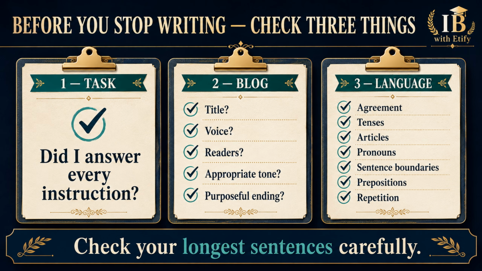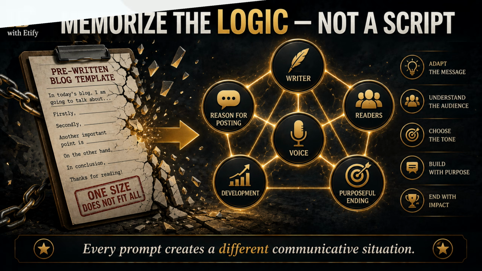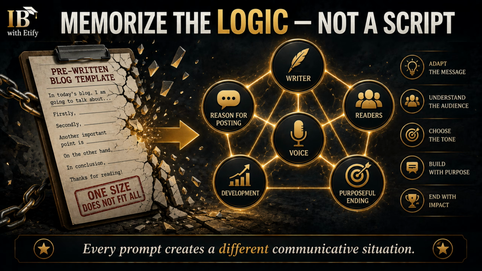Third, check the language. Look for repeated vocabulary. Check subject-verb agreement. Check verb tense consistency. Check articles. Check pronouns. Check sentence boundaries. Check prepositions. And examine your longest sentences carefully. Complexity only earns its place if the sentence remains controlled. There is one final principle worth remembering.